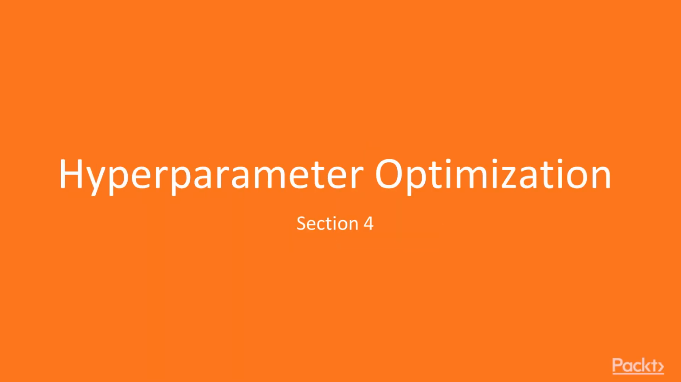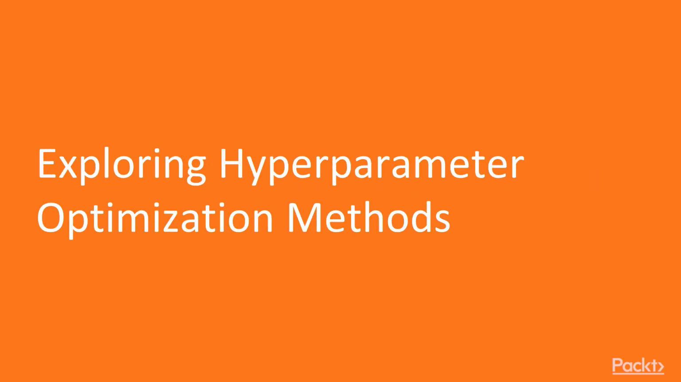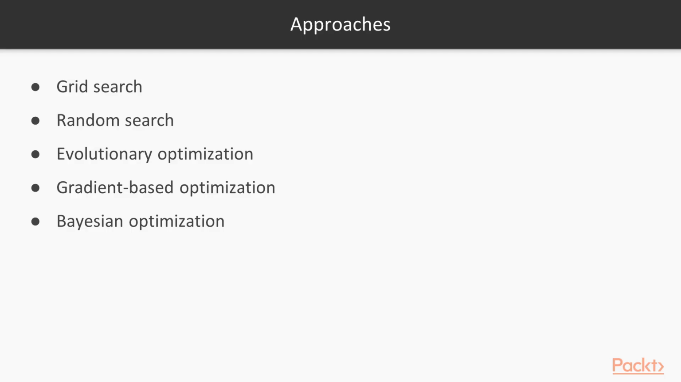Hello and welcome to the fourth section of this video course. This section is related to hyperparameter optimization on SageMaker. In this video, I'm going to summarize all the available hyperparameter optimization methods that you can find out there, but I'm not going to dive into the theoretical details of them. Here I'll list 5 different approaches of performing hyperparameter optimization or tuning. The first one is grid search, then random search, evolutionary optimization, gradient-based optimization, and Bayesian optimization.